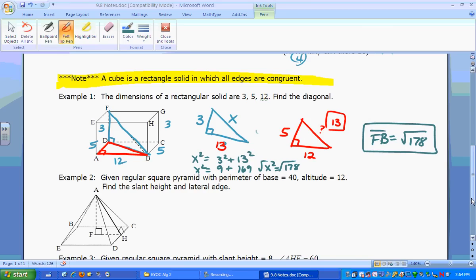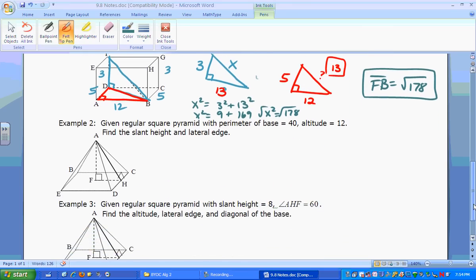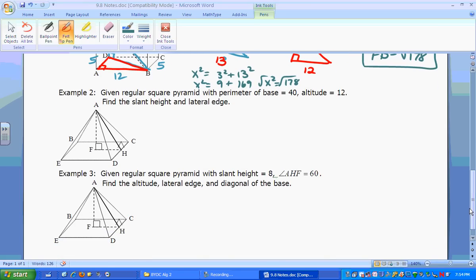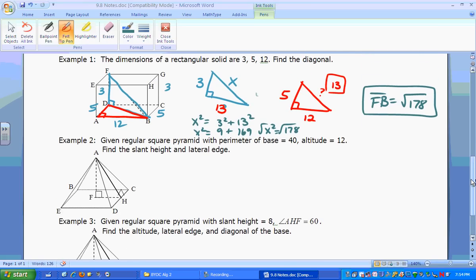Great job. So it doesn't really matter where the 3, 5, and 12 go, or whatever three numbers you're going to get on the test, because you're going to basically do Pythagorean theorem twice. If you don't know this question, you are going to get it wrong, and all it is is Pythagorean theorem twice.